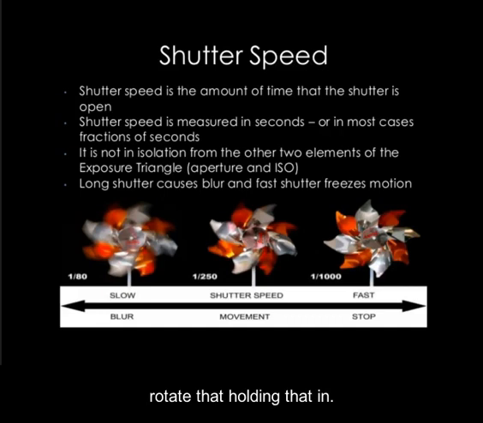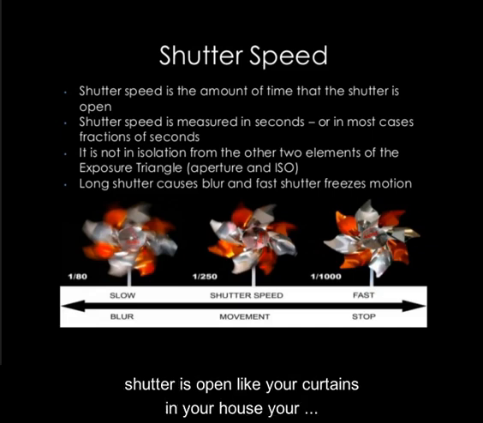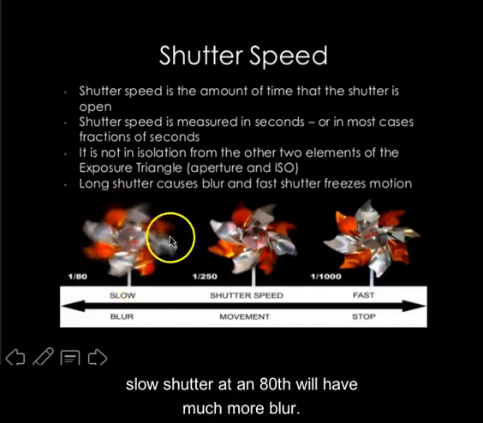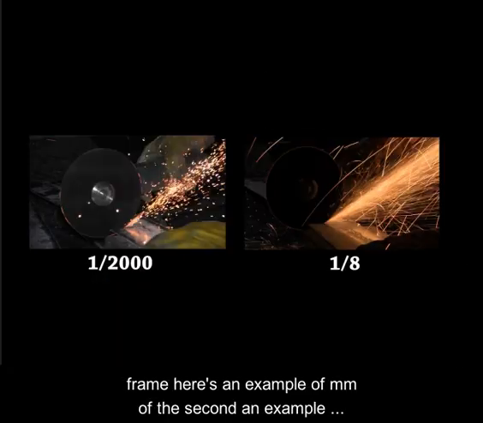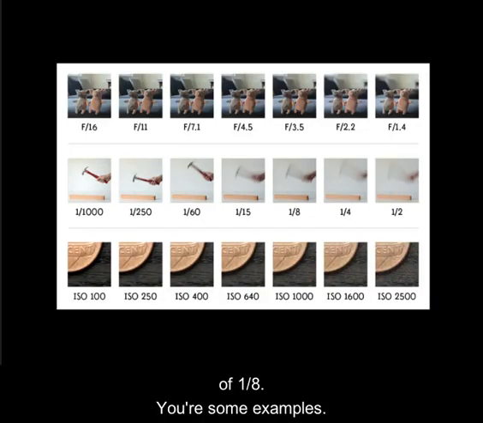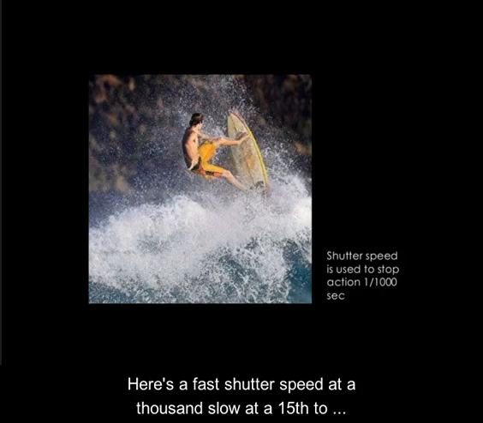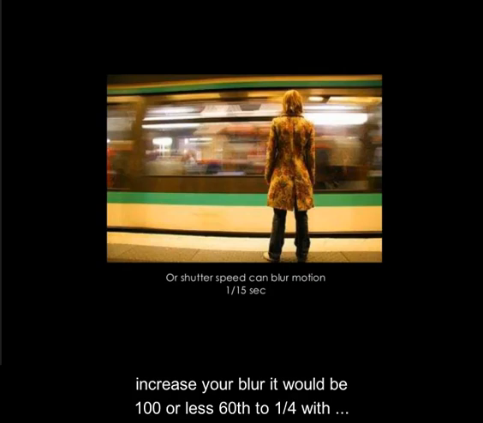Your shutter speed, again, is the amount of time that the shutter is open, like the curtains in your house. Your slow shutter at an 80th will have much more blur. Your fast shutter at 1,000th will freeze your frame. Here's an example of 2,000th of a second, an example of 1/8. Here's some examples. Here's a fast shutter speed at 1,000th, slow at 1/15th.